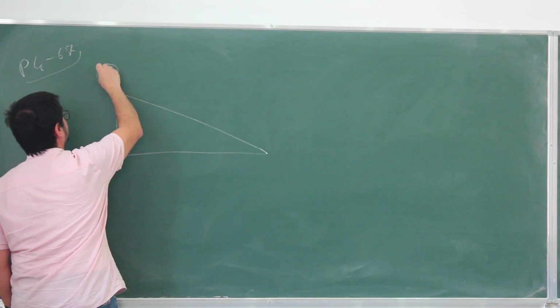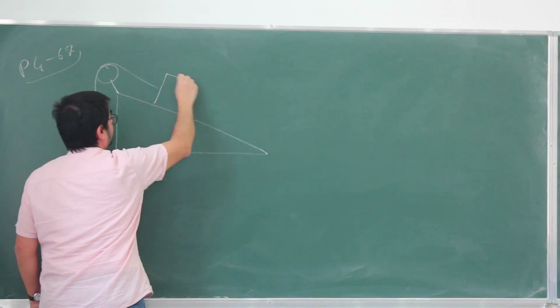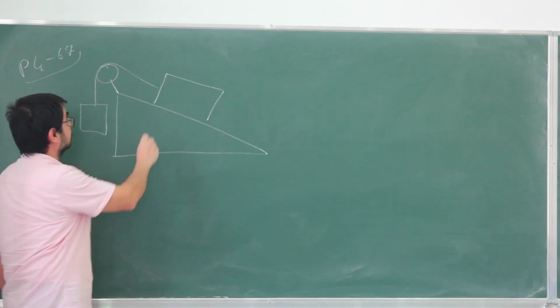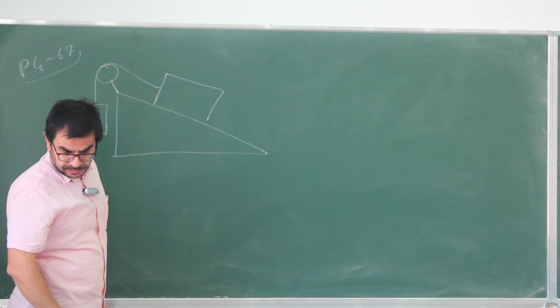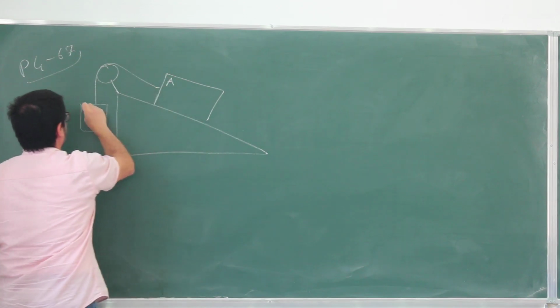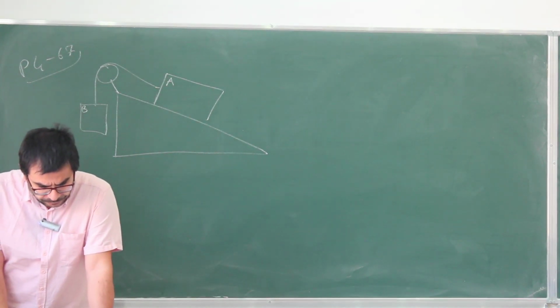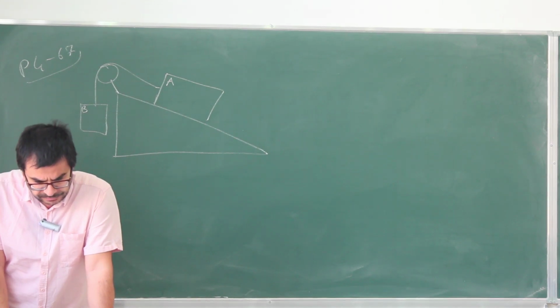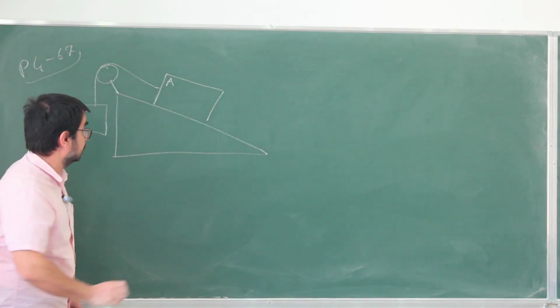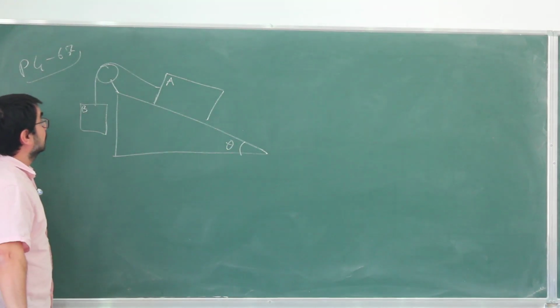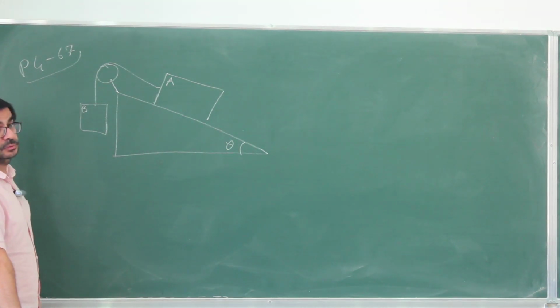We have an incline with a pulley, and we have two masses on the two sides of the rope that goes over the pulley. This is mass A. This is mass B. It's frictionless. It's completely smooth. Determine the formula for the acceleration of the system in terms of MA, MB, and theta, the angle it makes with the vertical.